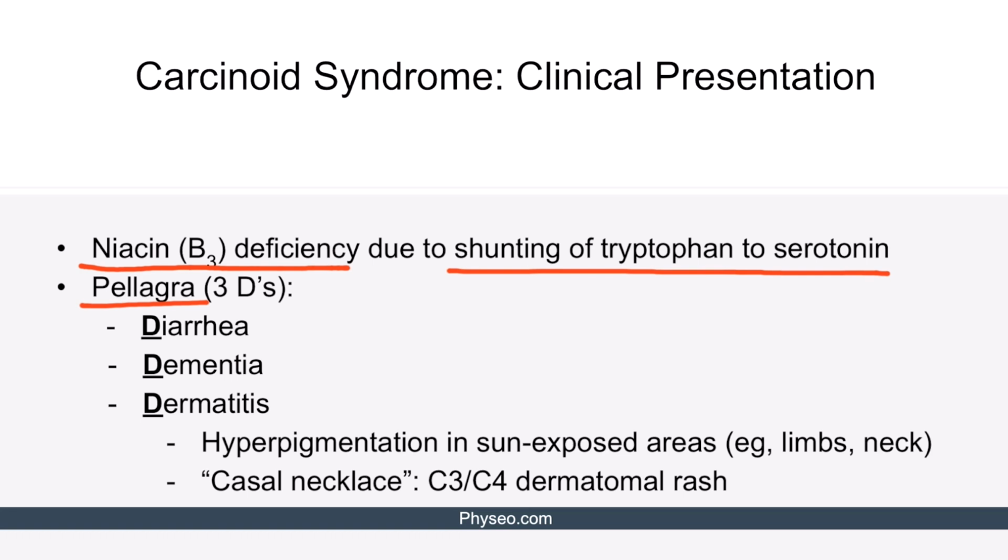Pellagra is characterized by 3 Ds, which include diarrhea, dementia, and dermatitis. Dermatitis in pellagra is characterized by hyperpigmentation in sun-exposed areas like limb and neck. Casal necklace, which is a circumferential rash in the C3, C4 dermatome, is also characteristic of pellagra.